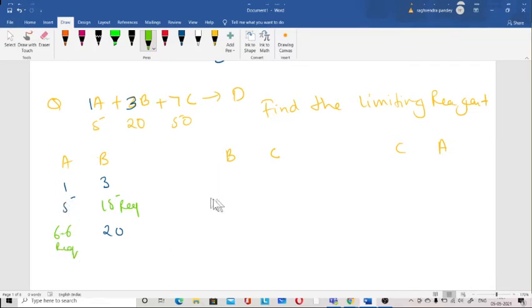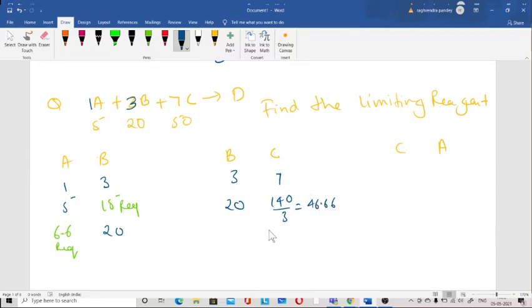Now similarly you can see for B and C. So for B and C, what is the ratio? 3:7. So what is your number of moles of B? That is your 20. So what is the requirement for C? That will be 140 by 3. You don't need to calculate it exactly, but approximately you can say 46.66.